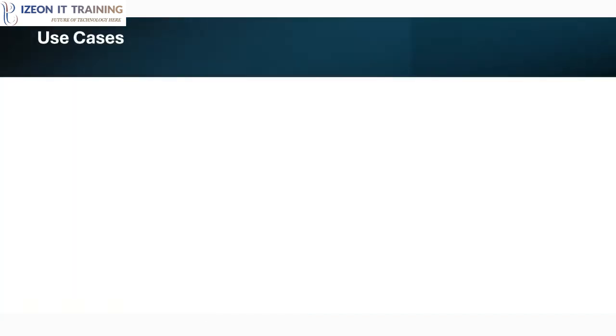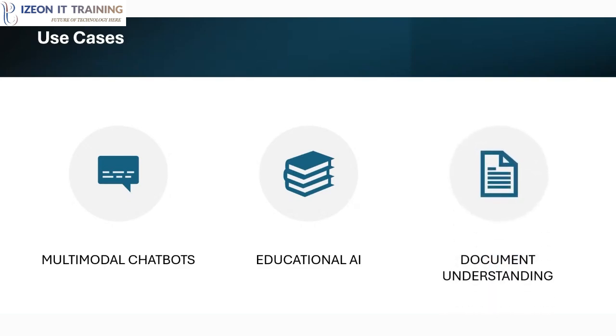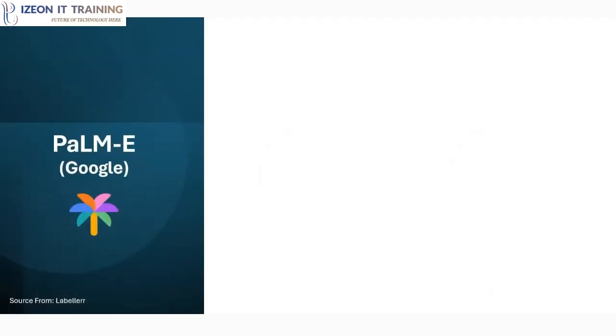So let's have a look at the use cases. It is used in multimodal chatbots, like look at these 5 images and now answer this question. Next, it is used in educational AI where it reads diagrams and answers questions. Next, in document understanding where it reads text plus images in a PDF. And the next multimodal model on our list is PaLM-E from Google.